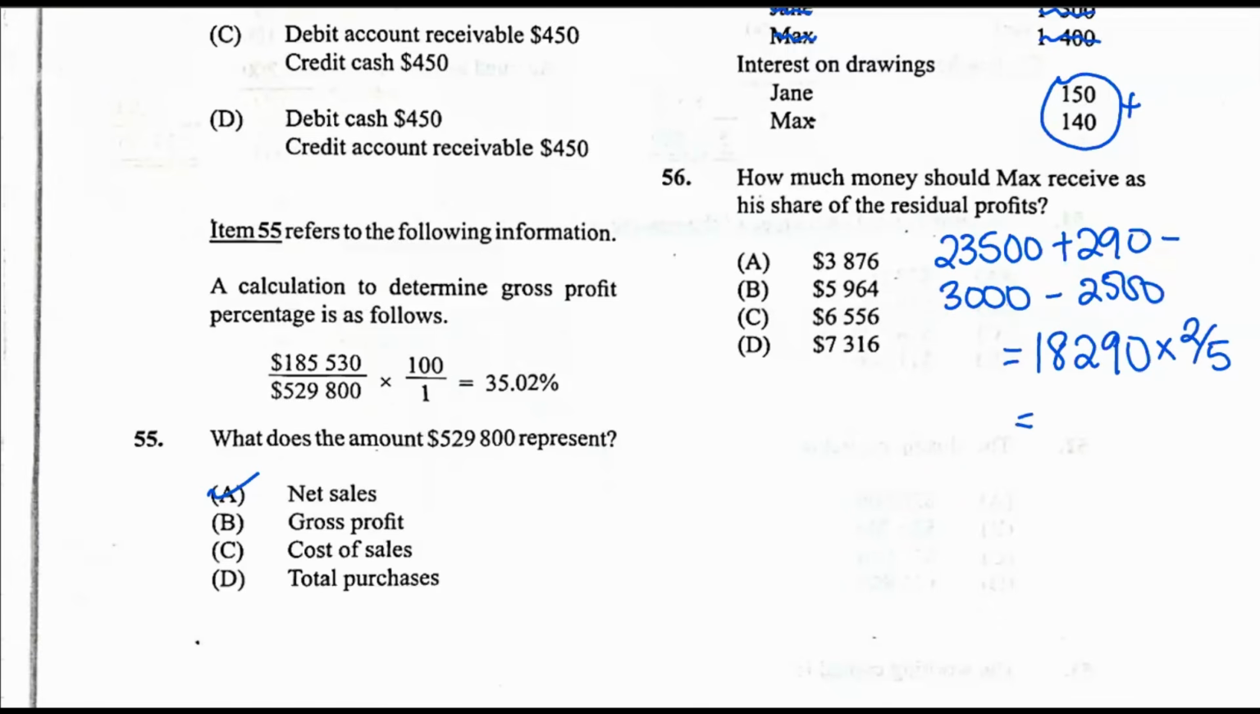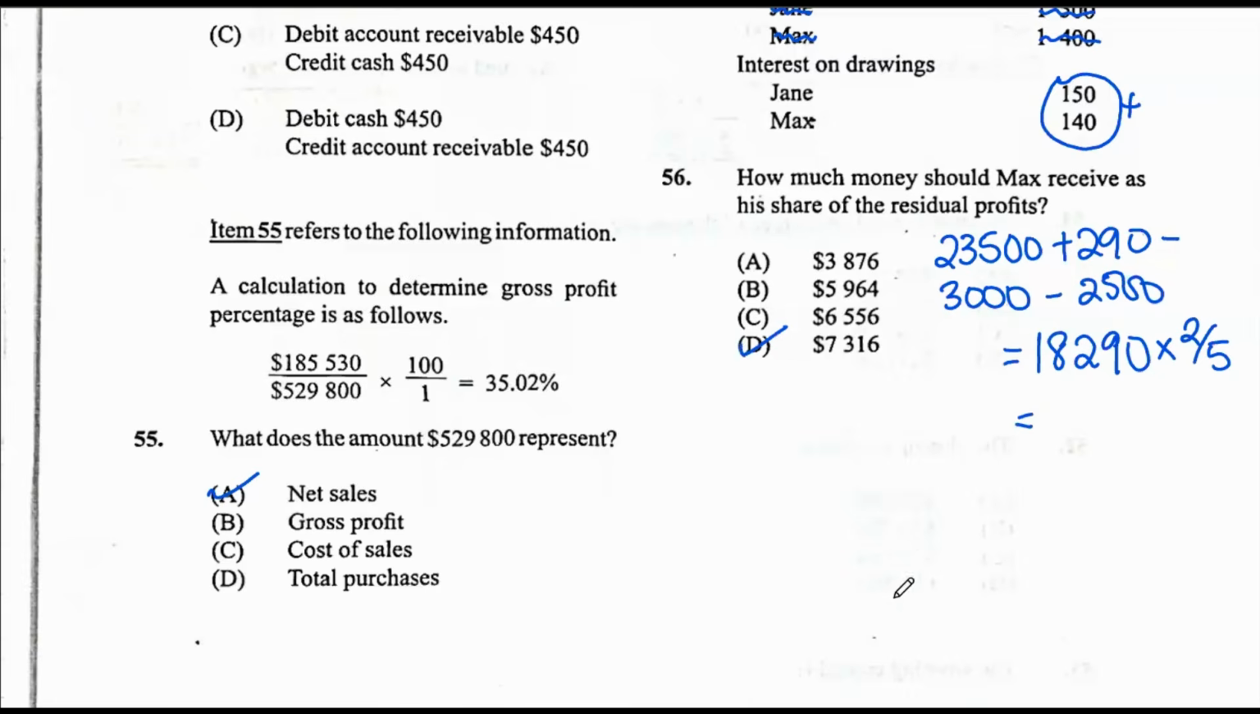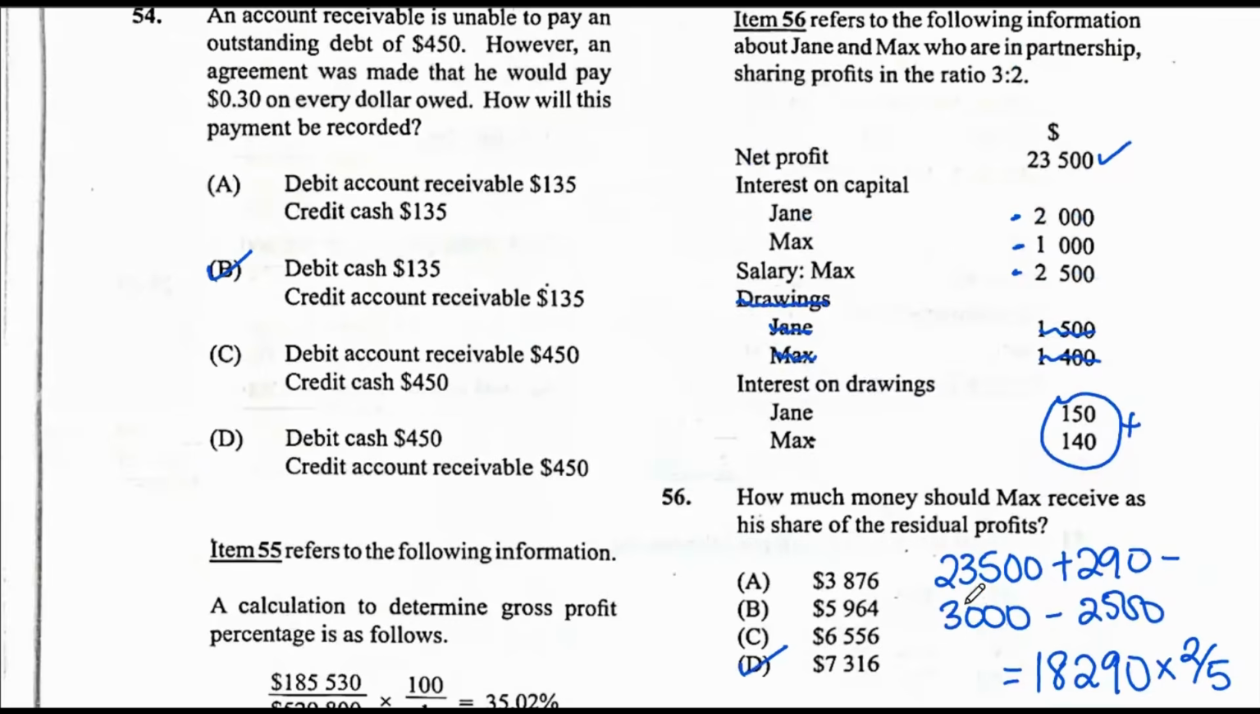So 1890 multiplied by 2 divided by 5, 73/16. That is Max's portion of the capital of the profit. Alright guys, so good job there as well.